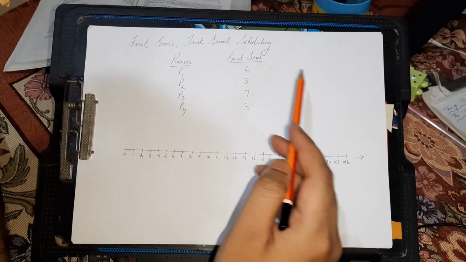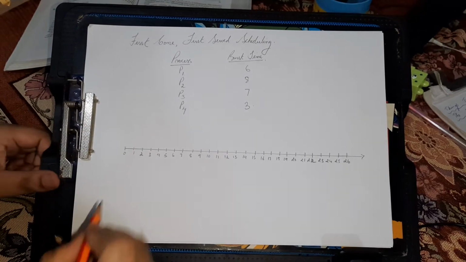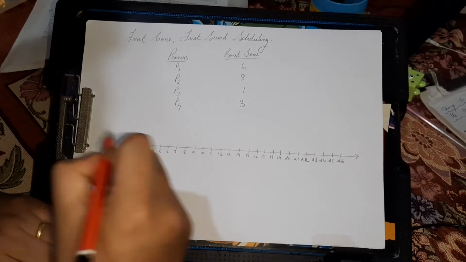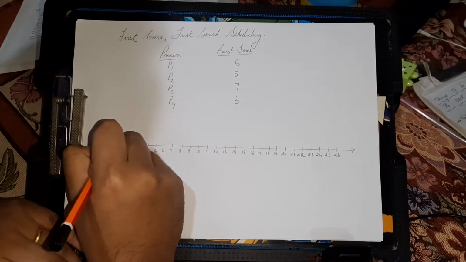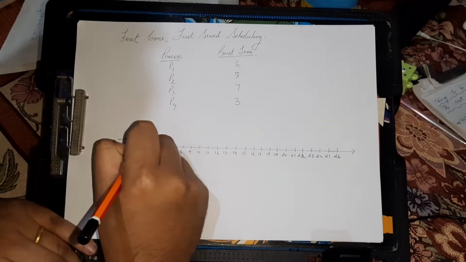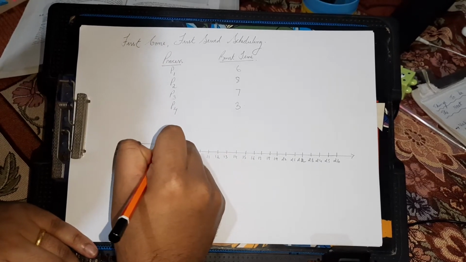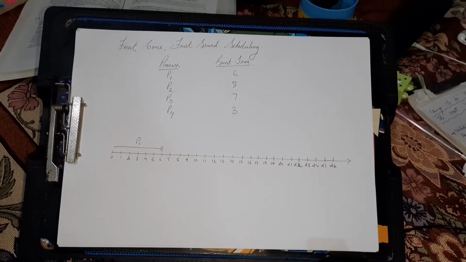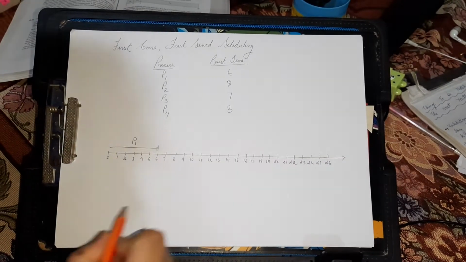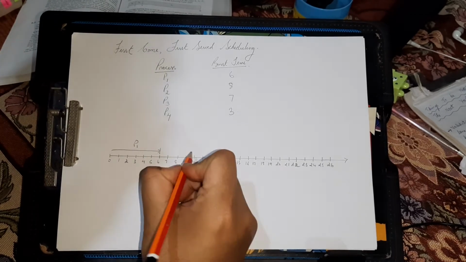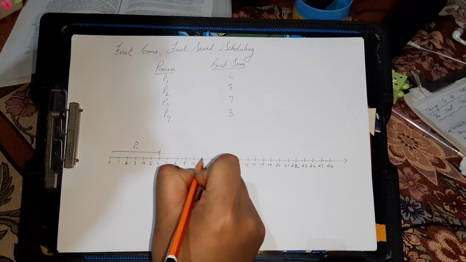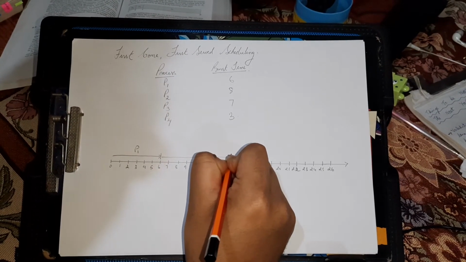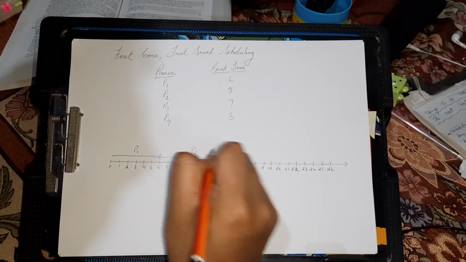The first process here is P1, so it needs 6 milliseconds. So we draw a Gantt chart like this. These are milliseconds, so let's draw from 0, 1, 2, 3, 4, 5, 6 till here. This time is occupied by process P1. Now P2 requires 8 milliseconds, so again we count 1, 2, 3, 4, 5, 6, 7, 8. So from 6 till 14 milliseconds the CPU is occupied by process P2.